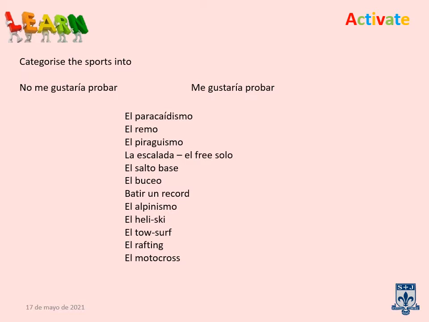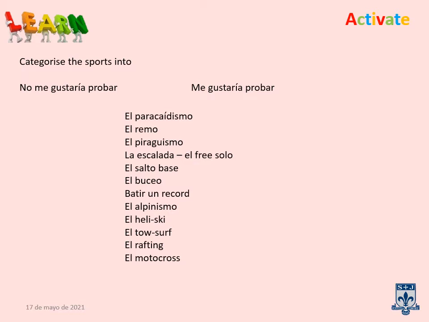So here we've got categories of different sports, different extreme sports. Now you can look these up for yourself, but you should be able to work out most of them. I'll give you a clue. The first one is paracaidismo, which is parachuting. Okay, parachuting. It literally means para-falling.